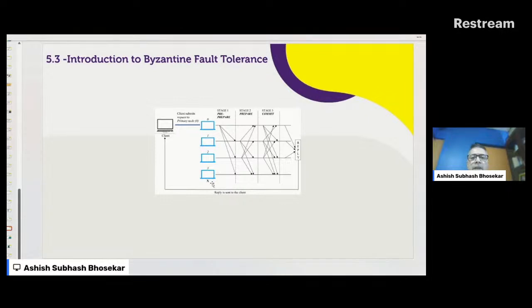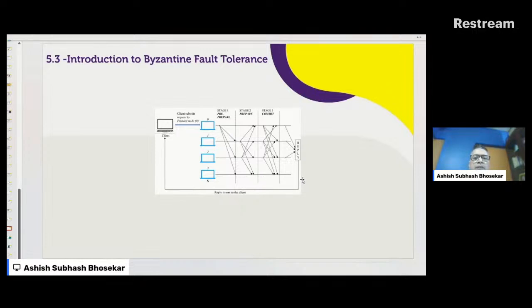So you can see that there are nodes 0, 1, 2, 3. Even if one of them, like the third one, is not proper, things still proceed in an interactive way, and the reply is sent to the client, right? So that's how the overall structure of the BFT is shown.